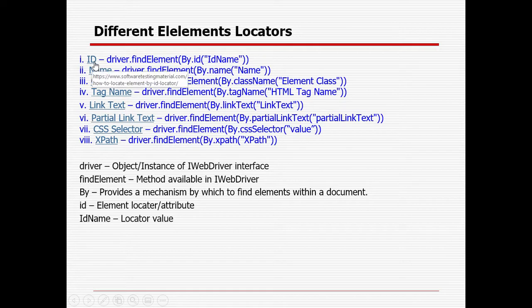So you can see whenever you want to identify the element with the ID, the syntax will be driver.FindElement(By.Id("id name")). So ID is the locator technique and this is the value of the corresponding locator. Otherwise, the remaining part stays constant for all the locators. Driver is the object or instance of the IWebDriver interface, whatever you are using with C#. FindElement is the method available in the IWebDriver. By provides a mechanism by which to find an element within a document. ID is the element locator technique; name, class name, tag name, link text, partial link text, CSS, XPath are all element locator techniques or attributes, and this is the corresponding value.